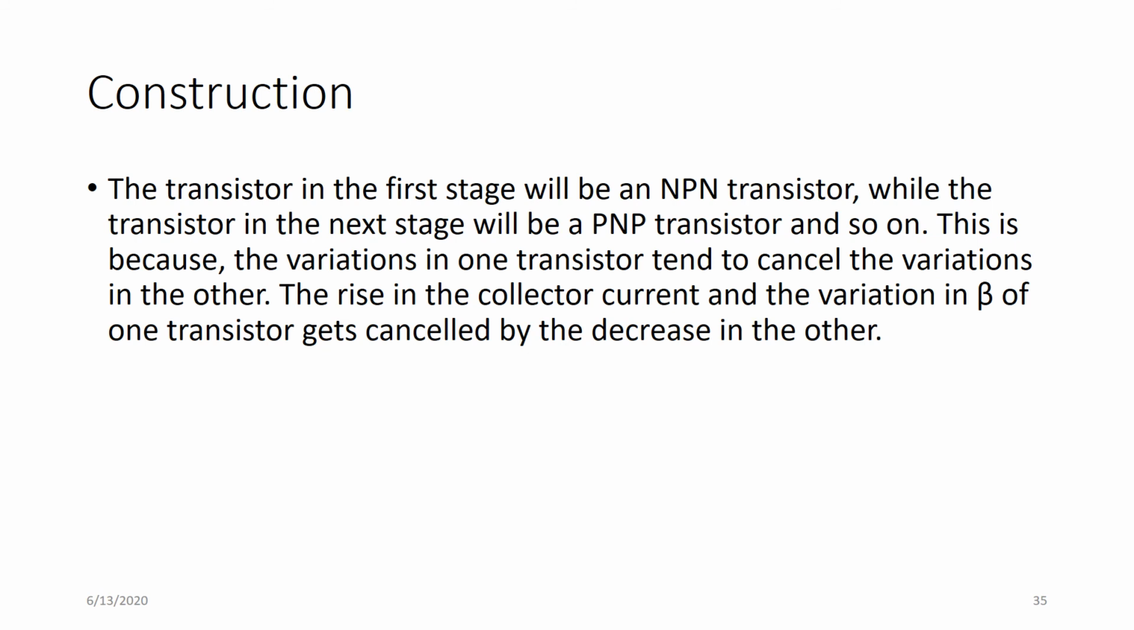So the transistor in the first stage is an NPN transistor, while the transistor in the next stage will be a PNP transistor, and so on. This is because the variation in one transistor tends to cancel the variation in the other. The rise in collector current and the variation in beta of one stage can be cancelled by the decrease in the other.